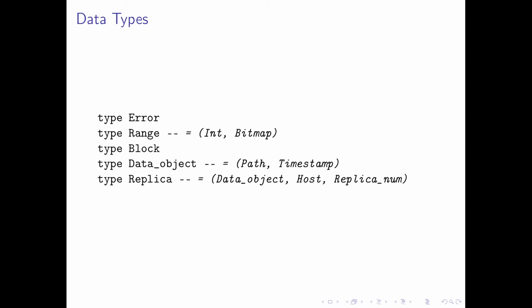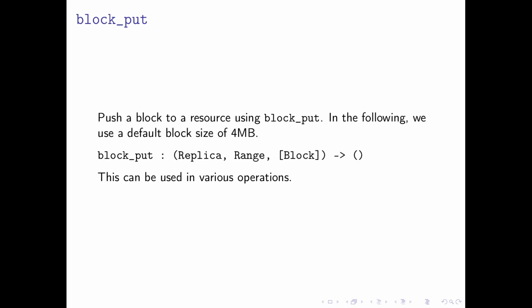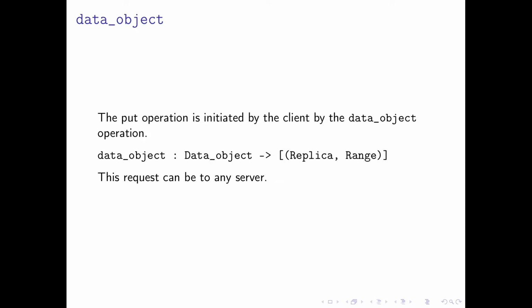Here are some data types. I'm going to skip this slide. Next, I'm going to talk about some of the operations in the API. First is block put. Very simple: you just put a block to a server. You can call this from a server or from a client, with the same effect, symmetric. Then you have a data object call: you call the server, and the server returns the metadata about this data object, including what the replicas are and what the ranges are. Ranges tell you what blocks are on this replica.